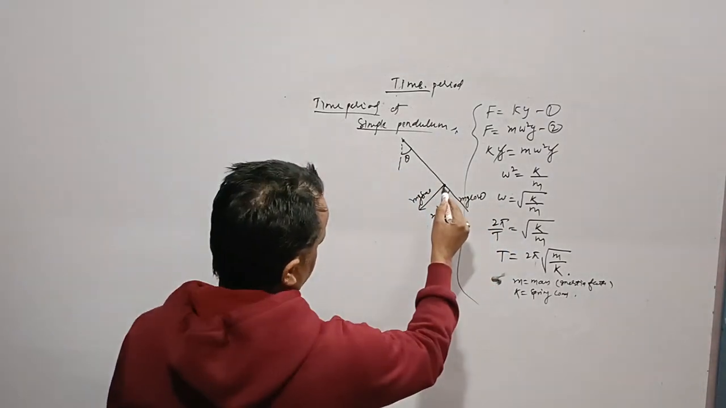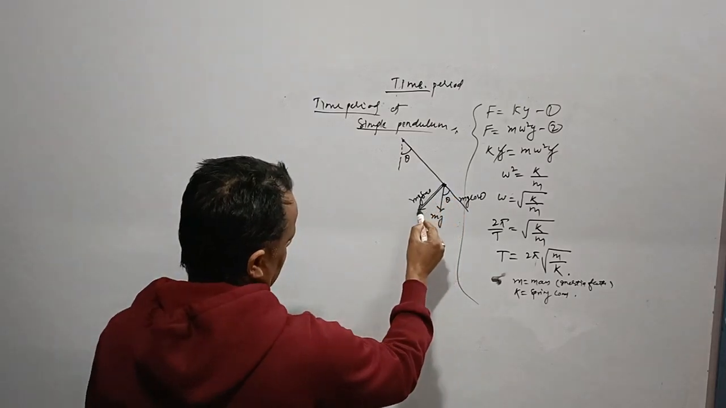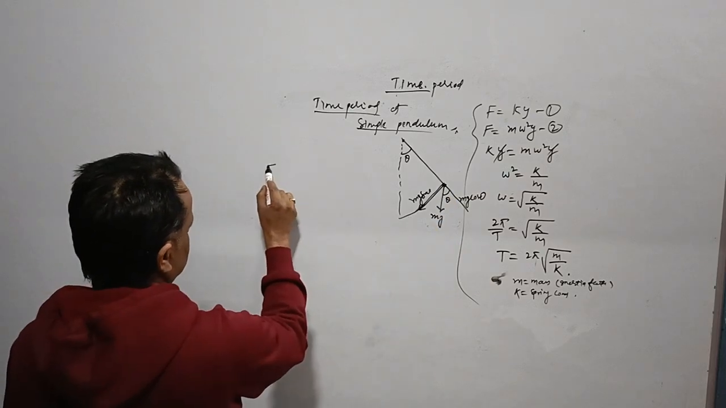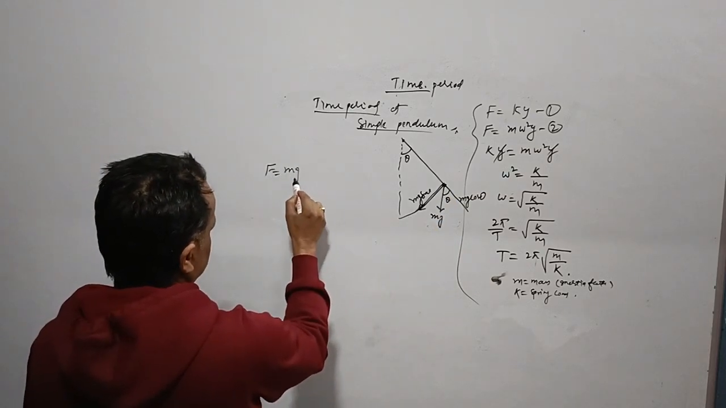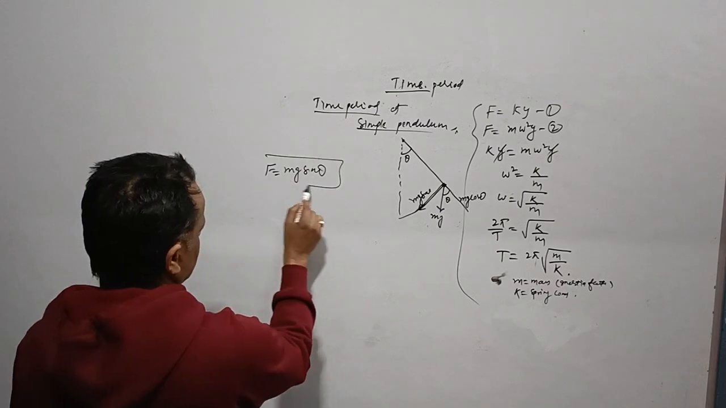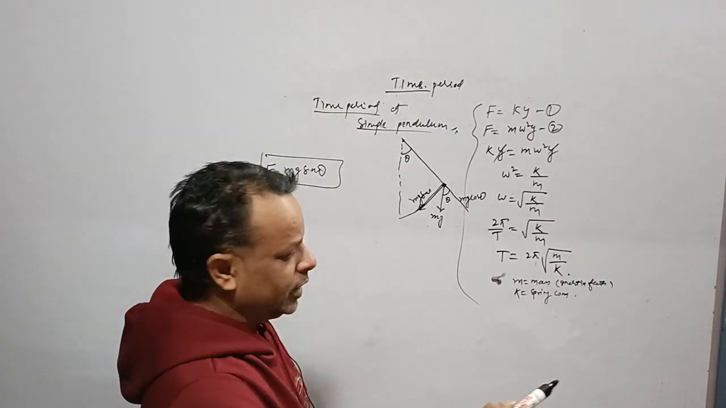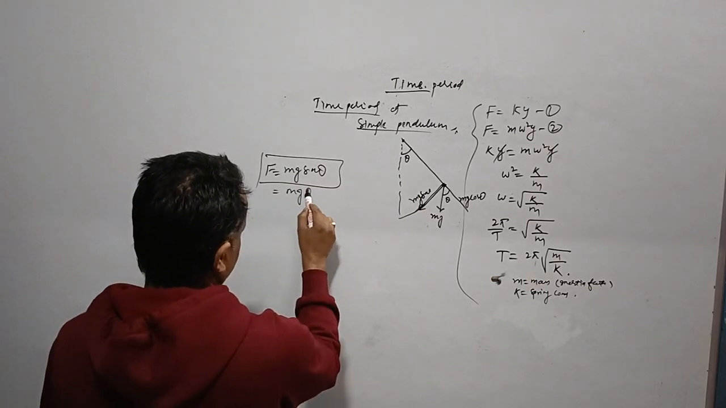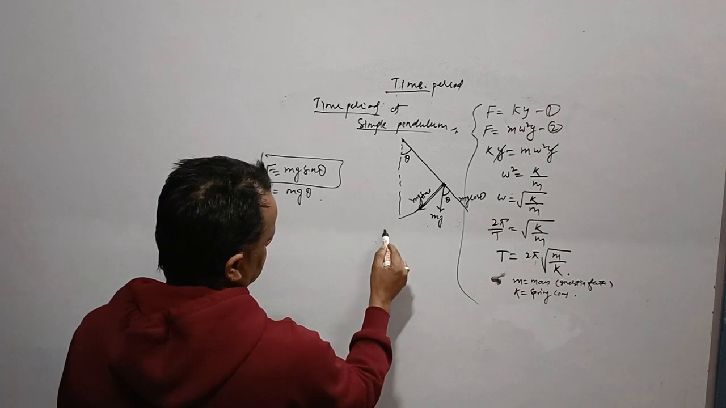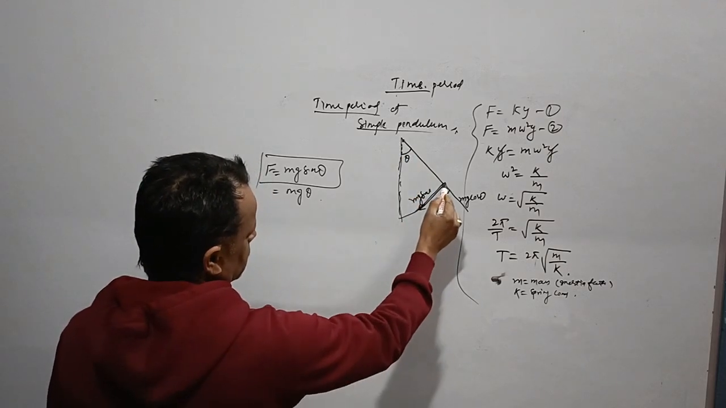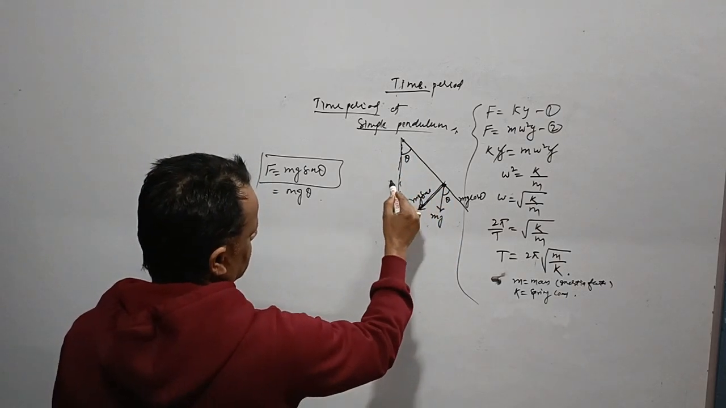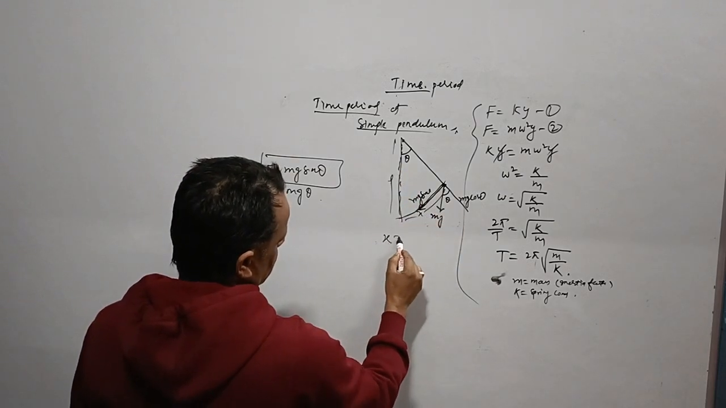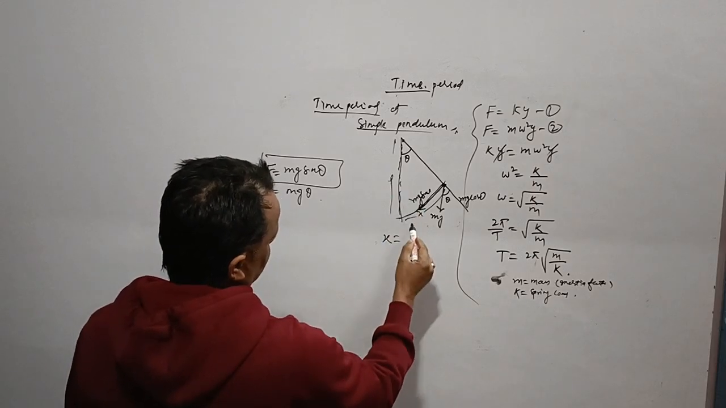We know that any SHM is supposed to have a restoring force. In the case of the simple pendulum, mg sin theta is the restoring force due to which the pendulum returns back to the original position. Let us suppose the angle theta is very small, and this is the circular arc, and this is the length of the pendulum. This is x, the length of the arc.